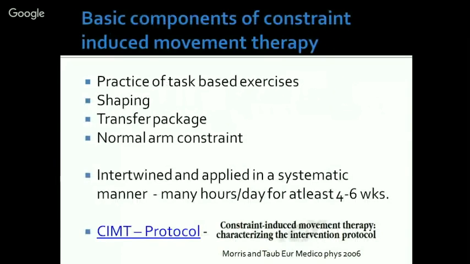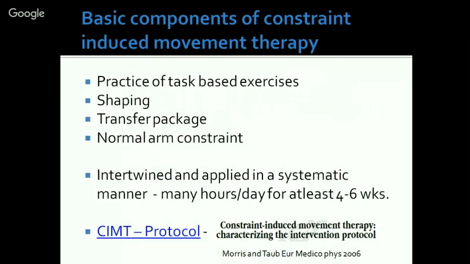Basic components of constrained use movement therapy include practice of task-based exercises, shaping, transfer package, and constraint of the normal arm. Practice of task-based exercises incorporates practice of functional activities which we perform, for example, eating, dressing, and other activities. And these are practiced both in the therapy session as well as at home.